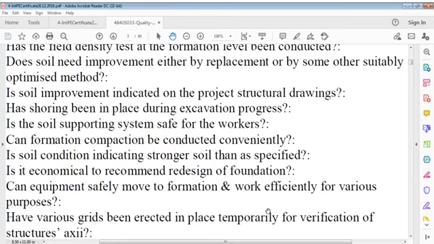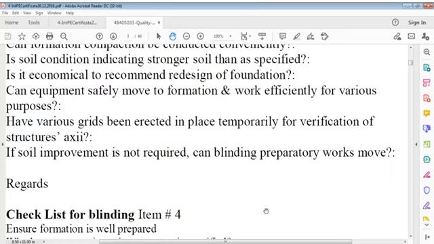Is the soil condition indicating stronger soil than as specified? You have to observe the condition of the soil. What you expect it should be, is it stronger than that or weaker than that? And if stronger than that, then can you raise the foundation? Raise means, if you have to go say 1.5 meters, 1 to 2 meters, can you keep it a little higher if it is safe design-wise?